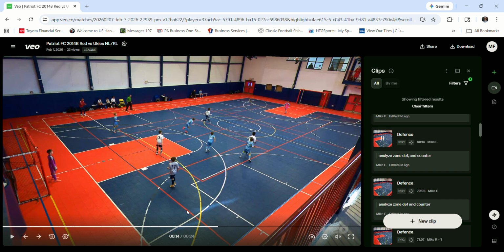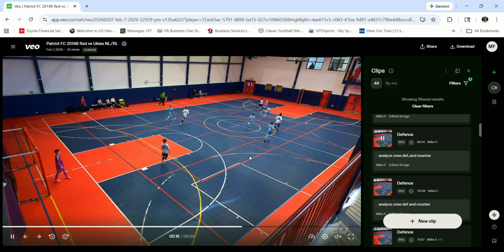We win the ball, and then right away move up to attack as fast as we can while we have numbers, which is perfect here. We have a 1v1 versus the keeper. All right.